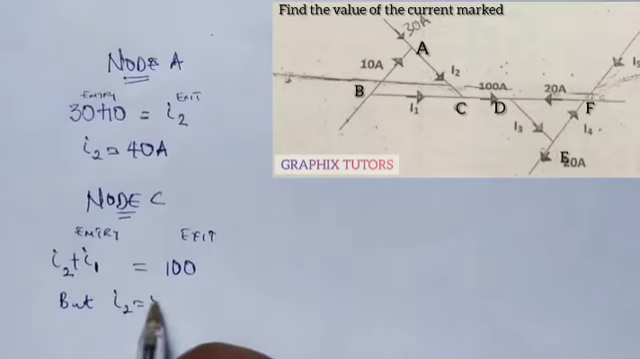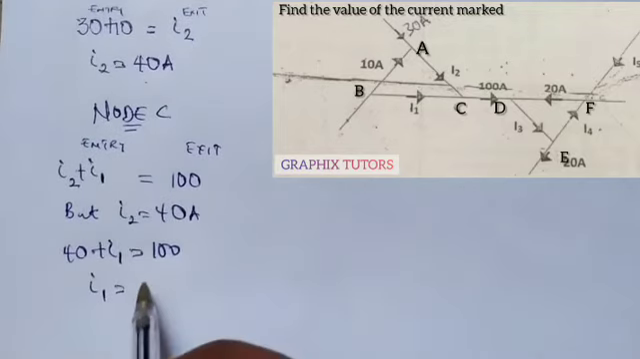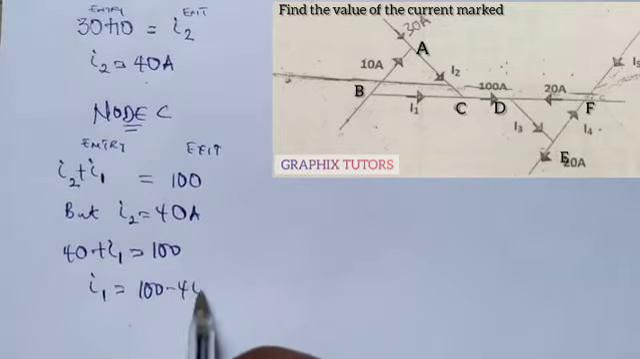I2 is equal to 40 ampere from here. So I'll substitute it here. So we have 40 plus I1 is equal to 100. So my I1 is equal to 100 minus 40. So the I1 is equal to 60 ampere. Right?